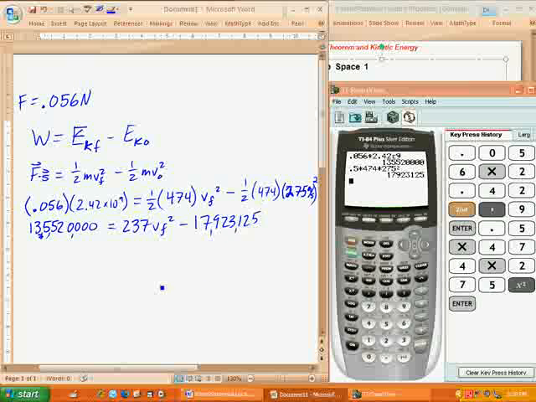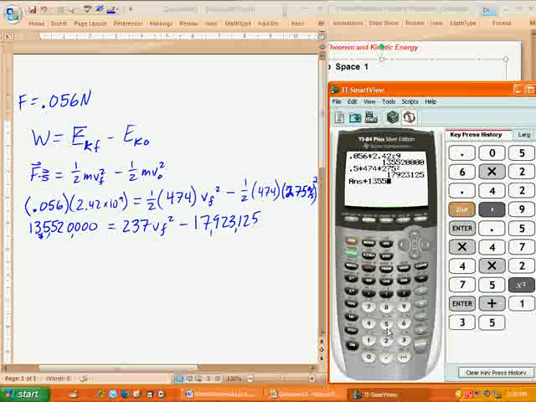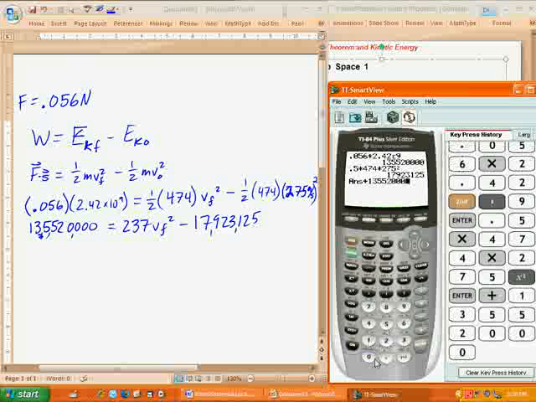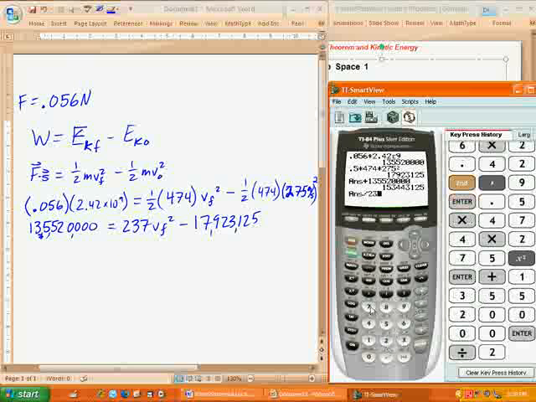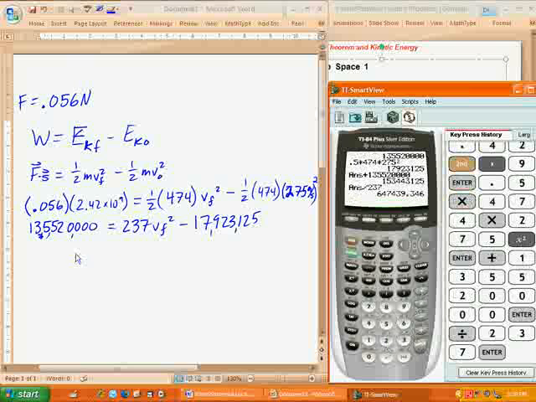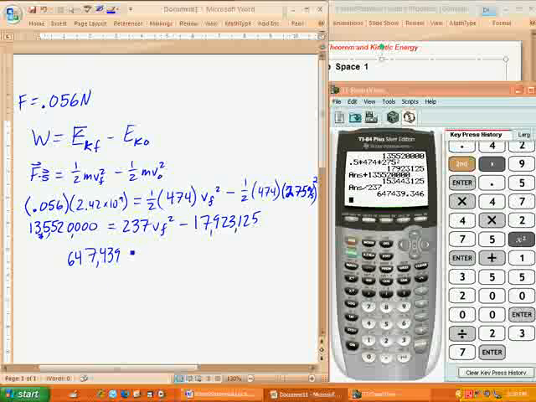And so now I'll be able to move these things around. So I'm going to add those two together. So 153443125, and we get that number, which we will then divide by the 237. And so we got 647,439. And that's probably enough digits that I'm not going to worry about that too much.